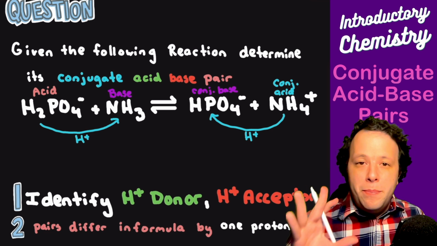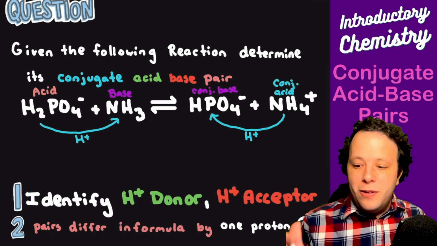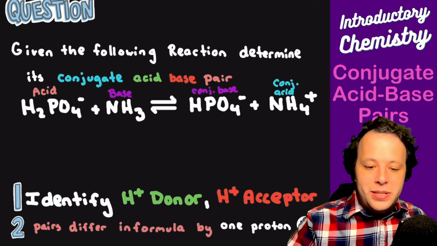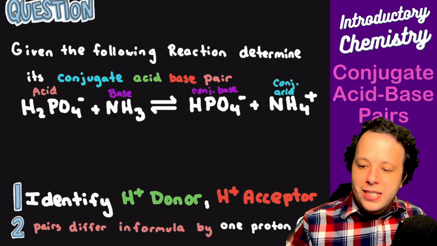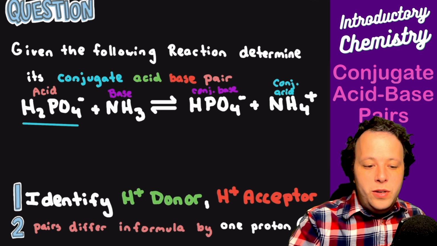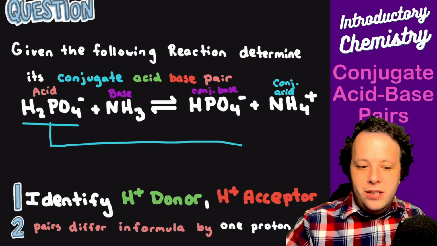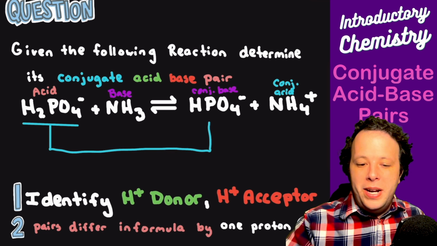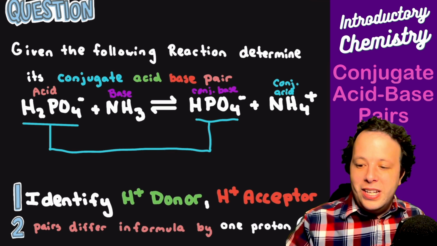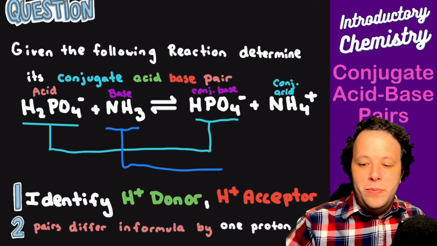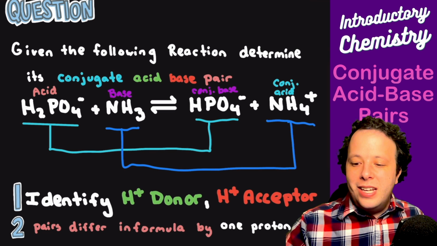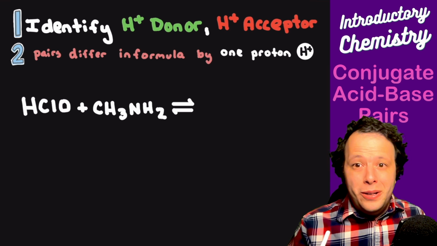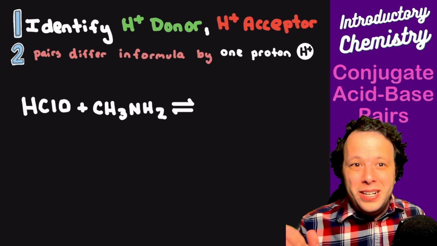Now we have to pair up the different types of acid-base pairs. Let's erase these arrows. On the left-hand side, I will pair my acid with my conjugate base. And then on the right side, I will pair up my base and my conjugate acid. And those are our two pairs. Let's take a look at some other examples. Let's say I want to predict one from start to finish. How would I do this?